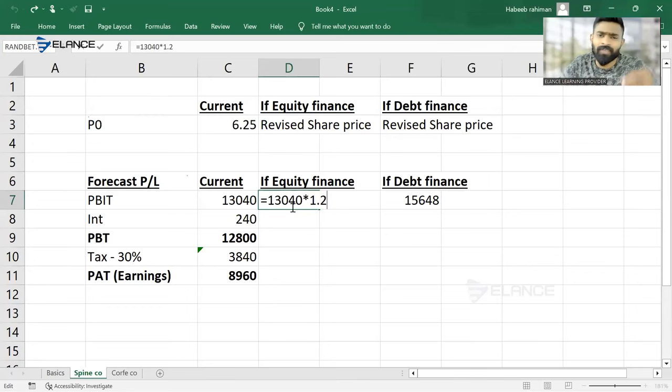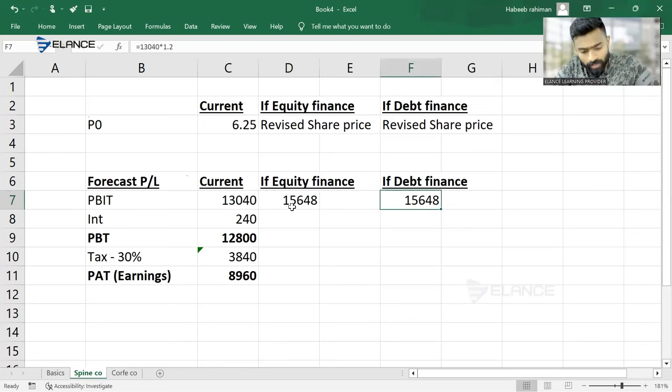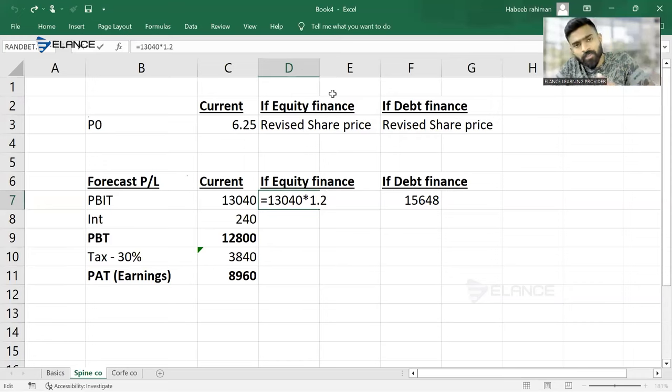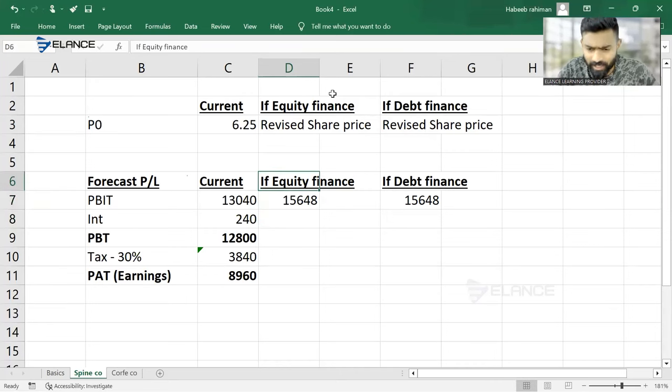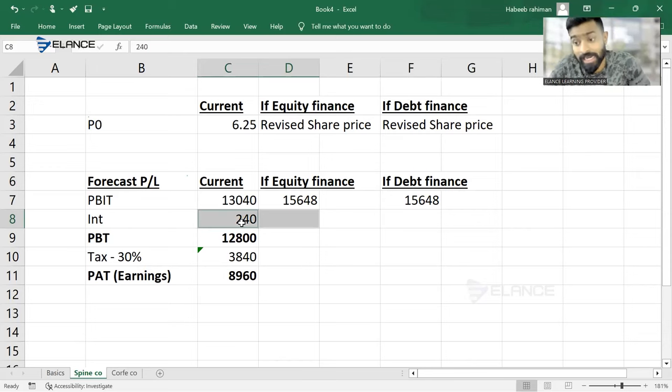see, whether we take equity finance or debt finance, the scenario said the PBIT is expected to increase by 20%. So the PBIT is 1340, multiplied by 1.2 in order to increase by 20%. Now, if we raise equity finance or debt finance, the interest will increase in which finance? The interest will increase if we go for debt finance. If we go for equity finance, the current interest will be what?